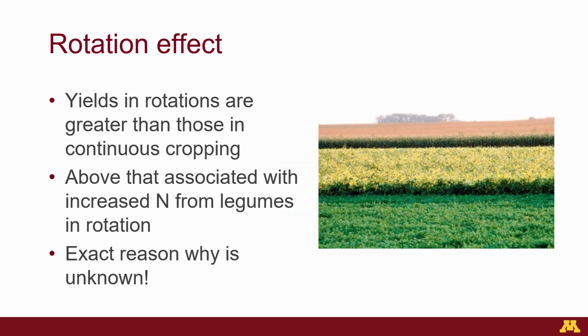The rotation effect shows that yields in rotations are greater than those in continuous cropping, even when the factors such as increased nitrogen due to legumes are taken into consideration. In other words, if you just rotate crops, whether they add nitrogen or not, you get a yield benefit. The exact reason why is unknown.